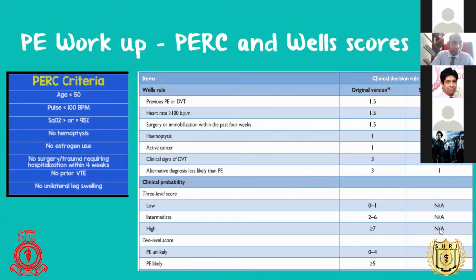And so this is the criteria to rule out, and this is the Wells score. Basically these are touching upon the risk factors I have mentioned and the typical clinical features to give them a score.